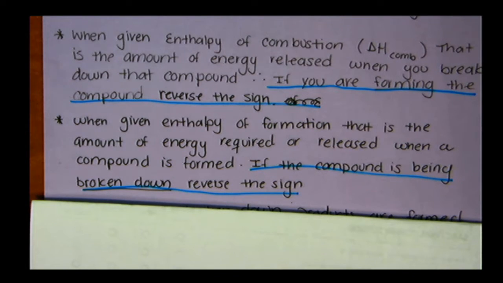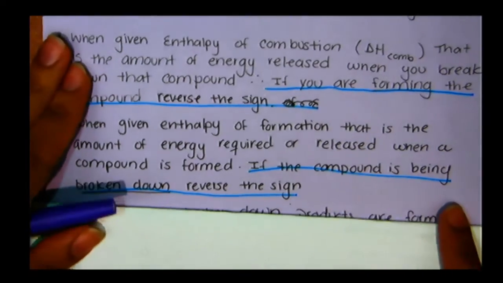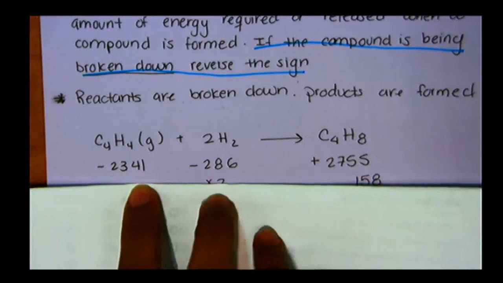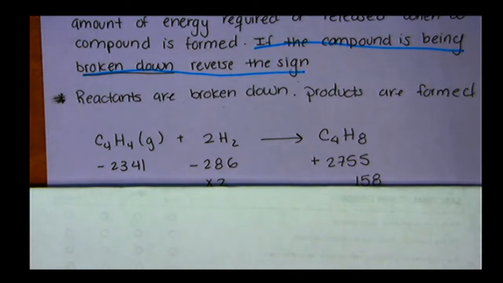So I'm going to keep the sign for the reactants. And I'm going to flip the sign for the products. Did I say that right? Yeah. And I'm going to flip the sign for the products. Then I'm going to add it together. And you get an answer. Does this make sense? Any questions? Yes.